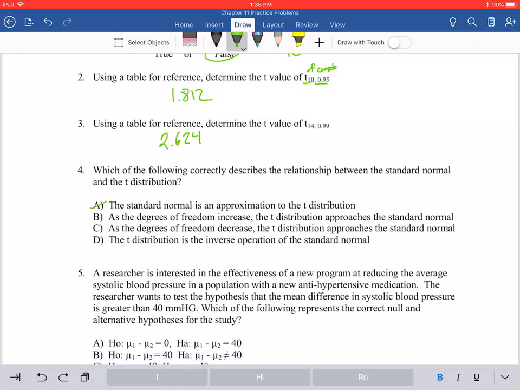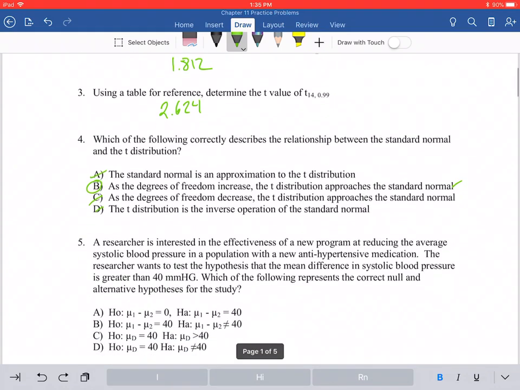B, as the degrees of freedom increase, the t-distribution approaches the standard normal. This might be true. It is true, but let's read the other ones. C, as the degrees of freedom decrease, the t-distribution approaches the standard normal. That is incorrect. And D, the t-distribution is the inverse operation of the standard normal, and that is also incorrect. So the correct answer here is B.